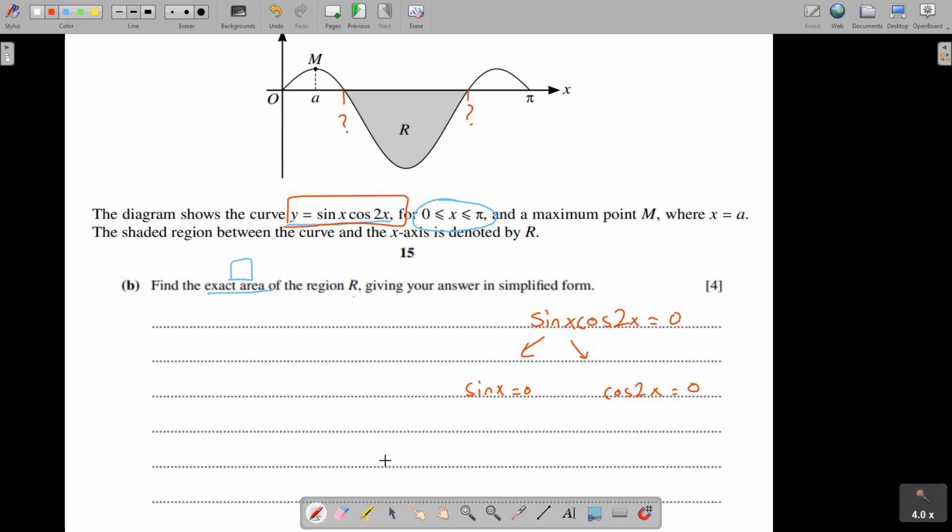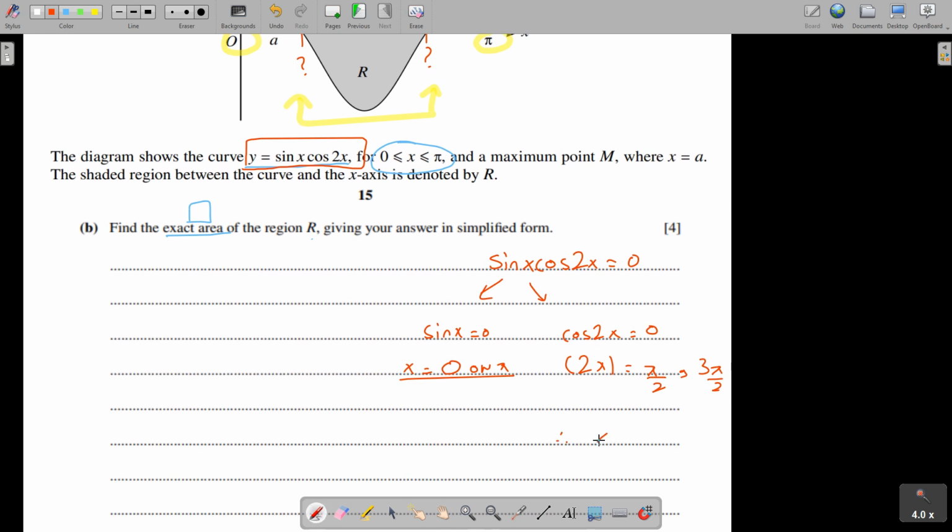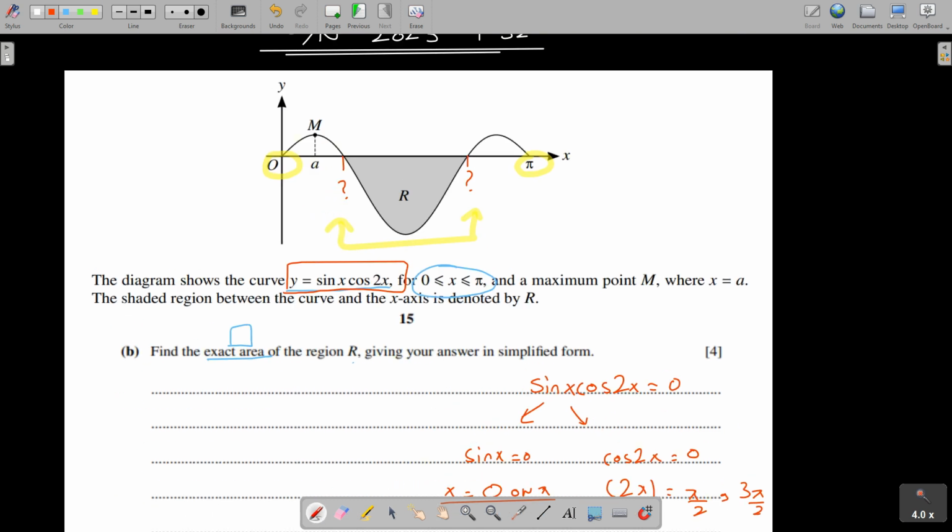So when sin x is equal to 0, we know that the answer is 0 or pi. And we can already see that that is in fact the x-intercept of these 2 points, but we are looking for these 2 points. So we will refer to cos 2x is equal to 0, which would be 2x should equal pi by 2, comma 3 pi by 2. Therefore, our x should equal pi by 4, comma 3 pi by 4. So we can label this as pi by 4 and 3 pi by 4.